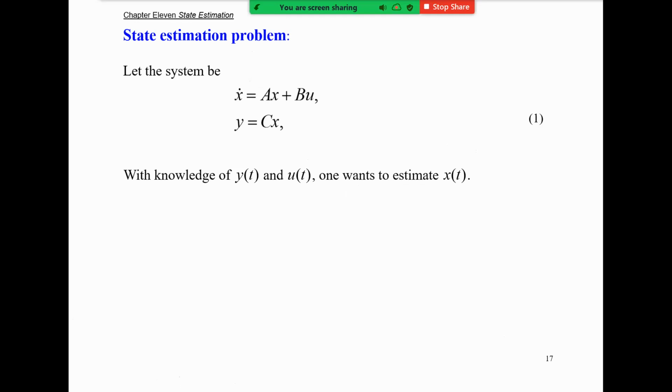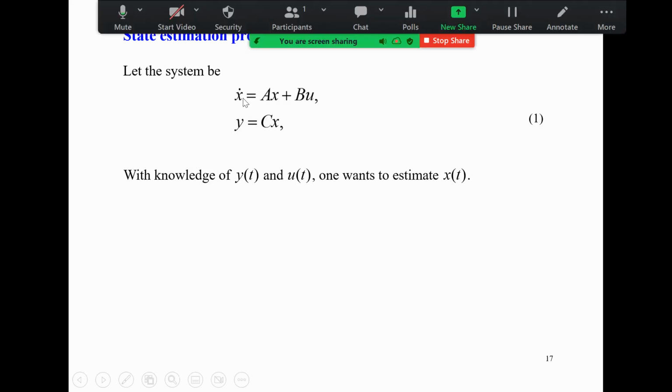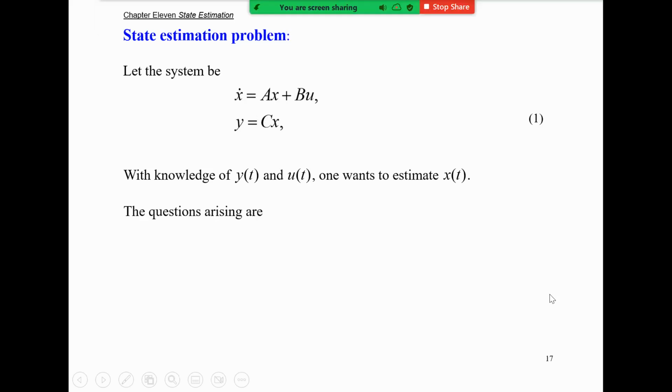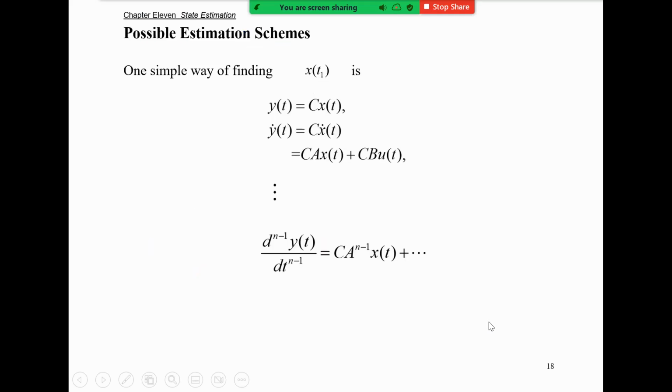Now let's pose the state estimation problem in a mathematical way. Now we know the model, A, B, C. The problem is that we want to estimate the state vector, and what we know is the output y and the input signals. We want to estimate the state vector. Then, of course, there are many questions. First of all, is it possible? Second, if it's possible, then how are we going to estimate?